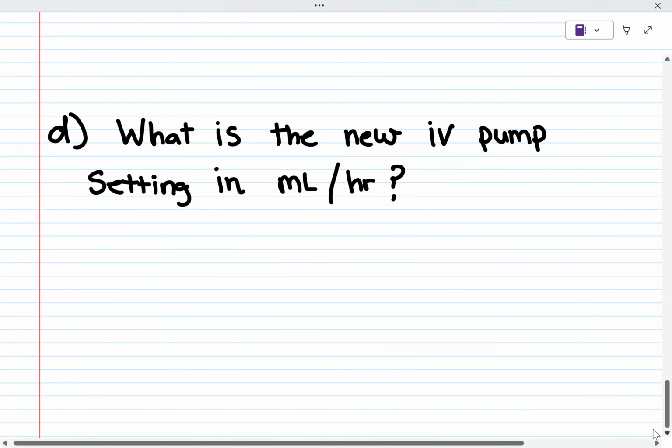D says, what is the new IV pump setting in milliliters per hour? So we want it in milliliters per hour. So take the answer from C and then divide it by 24 because they want milliliters per hour.